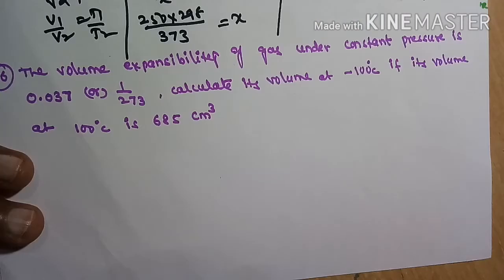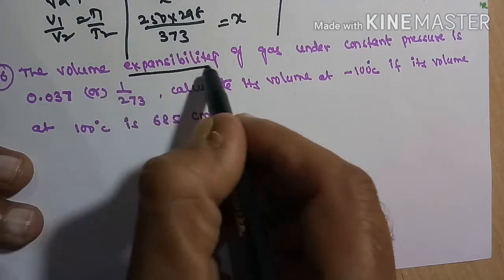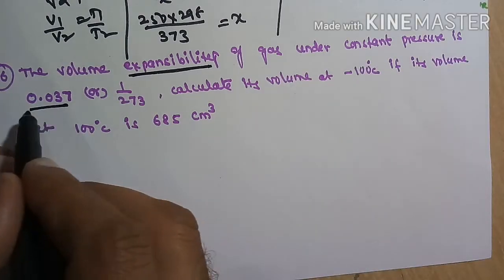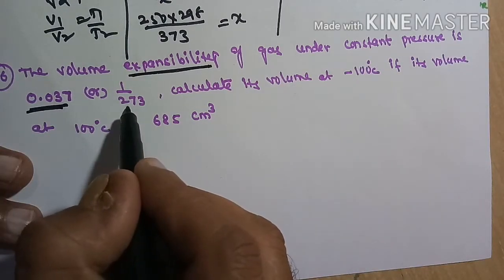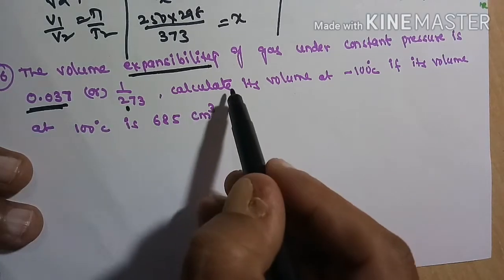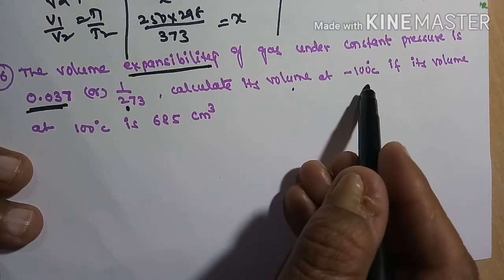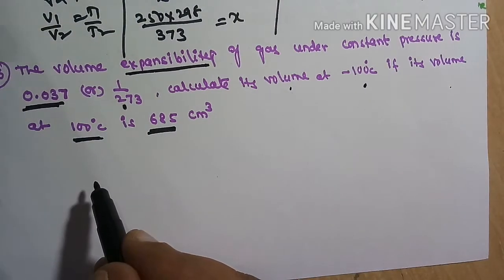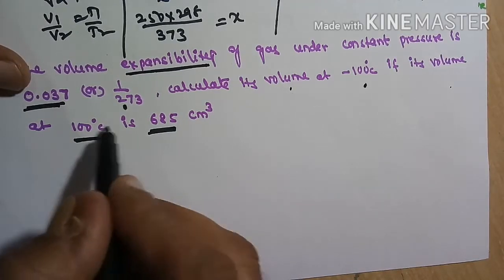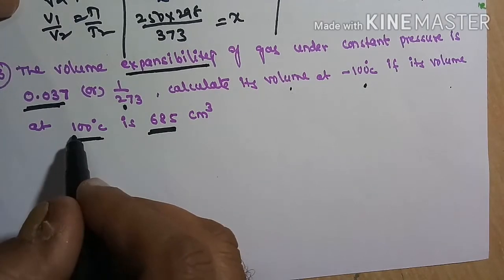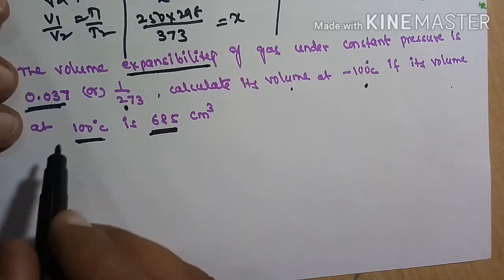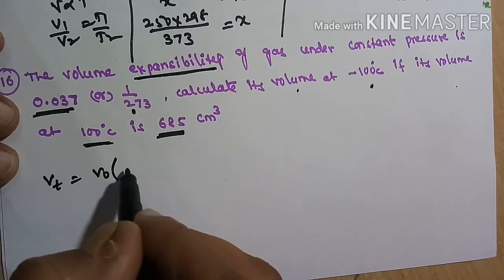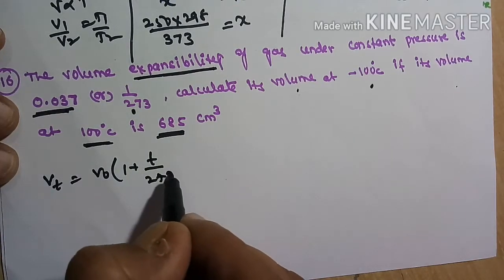Next problem. The volume expansibility of the gas under constant pressure is 0.037. This is nothing but 1 by 273, so V0 by 273 you can take. Calculate its volume at minus 100 degrees centigrade, if its volume at 100 degrees centigrade is 685 cc. Since volume and degrees centigrade are given, we can directly use the principle Vt is equal to V0 into 1 plus T by 273.